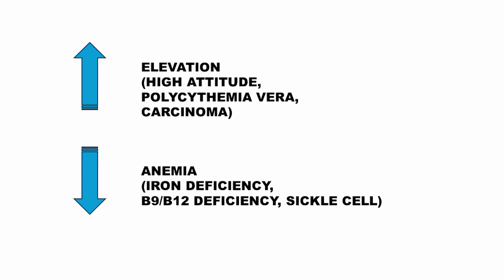Decreased hemoglobin level often defines anemia. There are several types of anemia, such as iron deficiency anemia, folate B9 and B12 deficiency anemias, and sickle cell anemia, and etc.